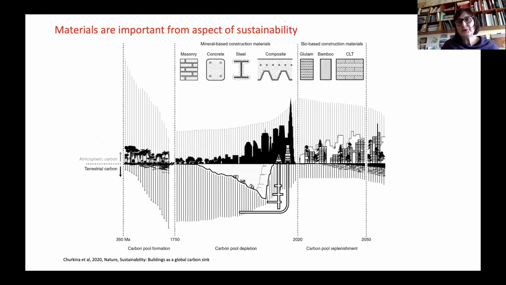Materials are really important in terms of sustainability. In this diagram that we see here, taken from the journal Nature, we can see how the carbon pool has been formed, but also later how by mineral-based construction materials we have depleted this pool. So now we have this great opportunity to turn the situation back if we work with bio-based materials such as wood, for example.